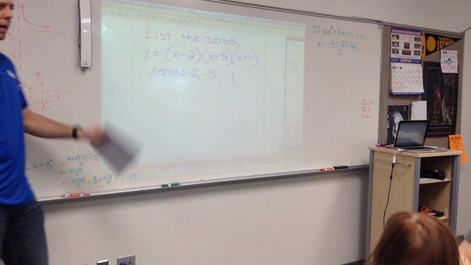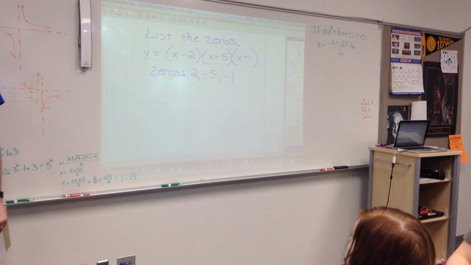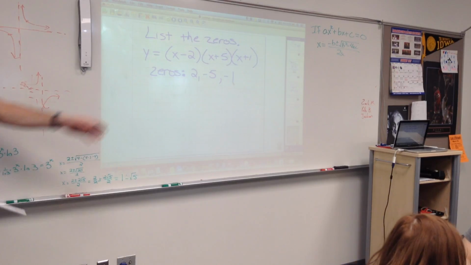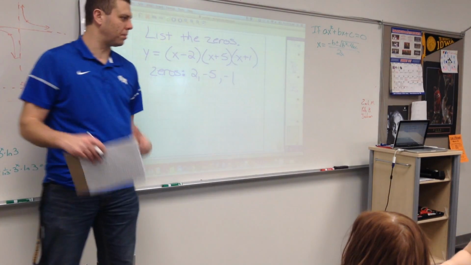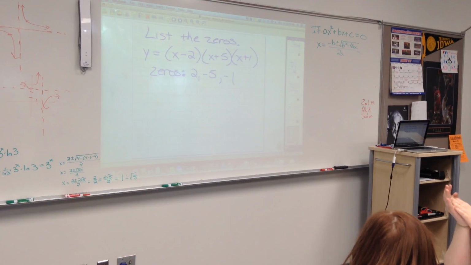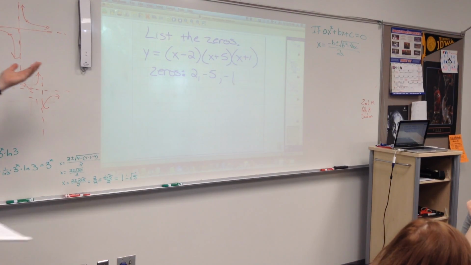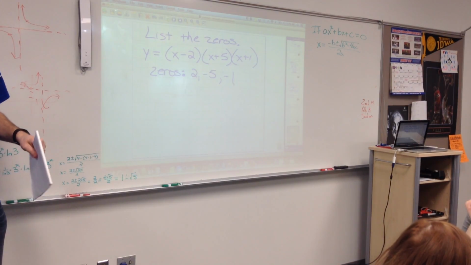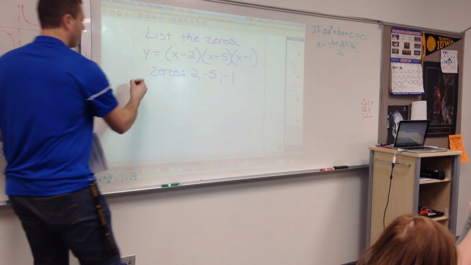What degree is this polynomial? 3, right? Because if I would distribute this all back together, what would be the highest power of x that you would see? A 3. So it makes sense that, first of all, there are 3 zeros, the degree would be 3, and so on. Okay? Nothing new so far. Pretty simple.